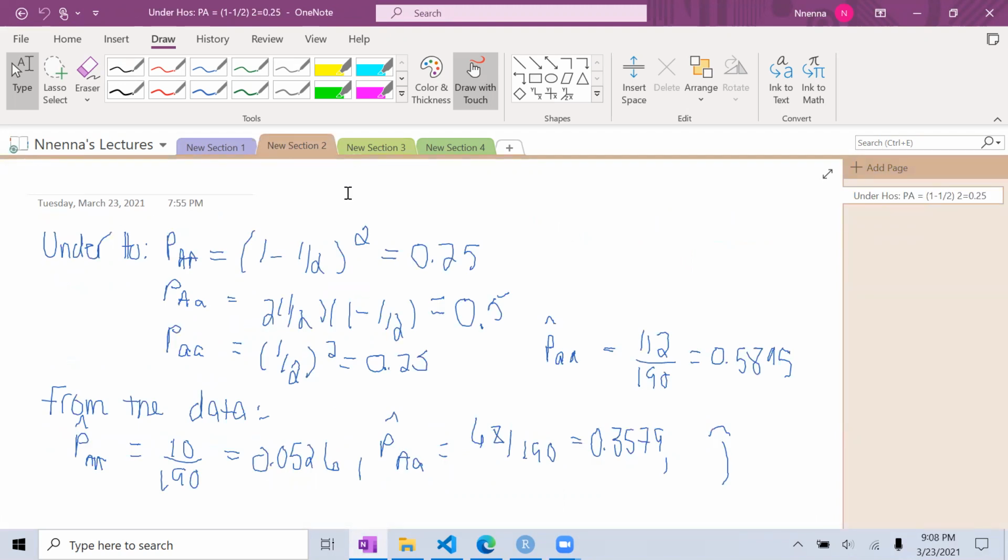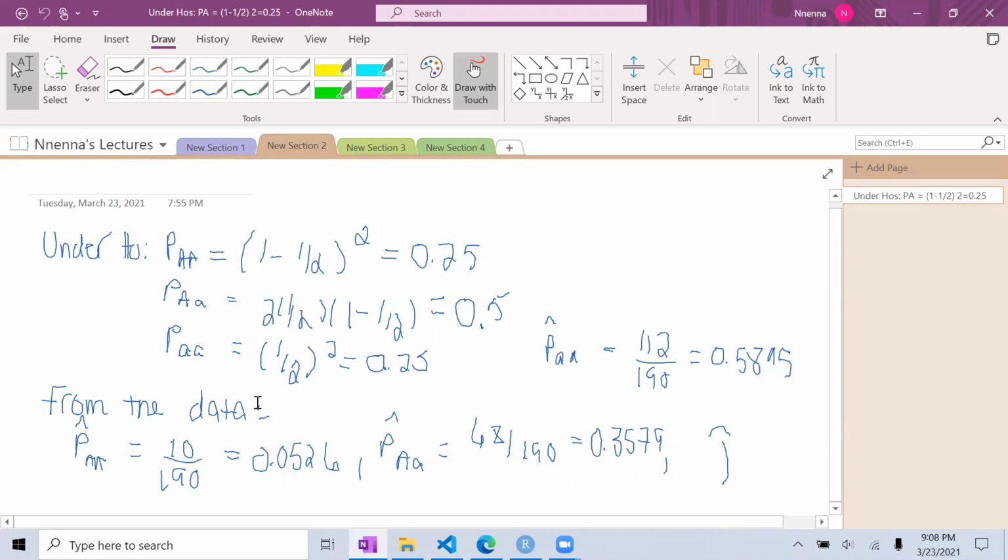So I know under H0 that the probability of seeing 2 big A's for allele type is 1 minus 1/2 to the power of 2, which is 0.25. And then I could do the same for the heterozygous one, except now it's 2 times 1/2 times 1 minus 1/2, which is what you're given in the question. And then the same thing, you have 1/2 to the power of 2 for little aa. Now, that's what you're hypothesizing.